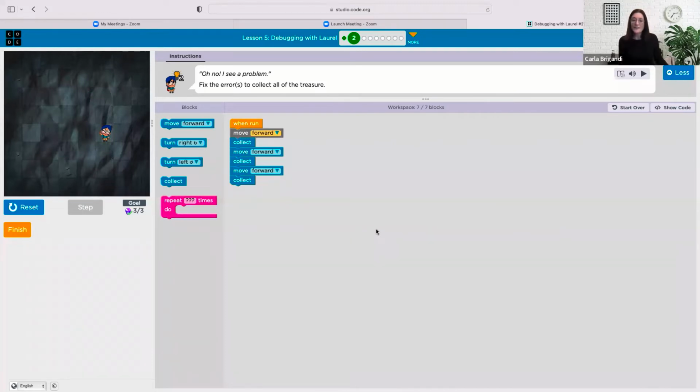Yes, Laurel collected all the jewels, but in life there's never just one way to do something, is there? There's always multiple ways. Some are better. What makes one thing better than the other? Let's look at it. What was supposed to happen?